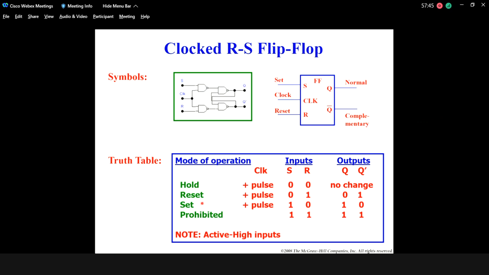The first three will only be active when the clock is coming. When you get a positive clock, meaning you get a square pulse like that, the output will be changed. If no clock is given, you just change 0, 0, 0, 1, 1, 0, but you do not put any clock, no pulse coming, so you will get no change in the output. This clocked flip-flop is only active when you give a clock to the input.